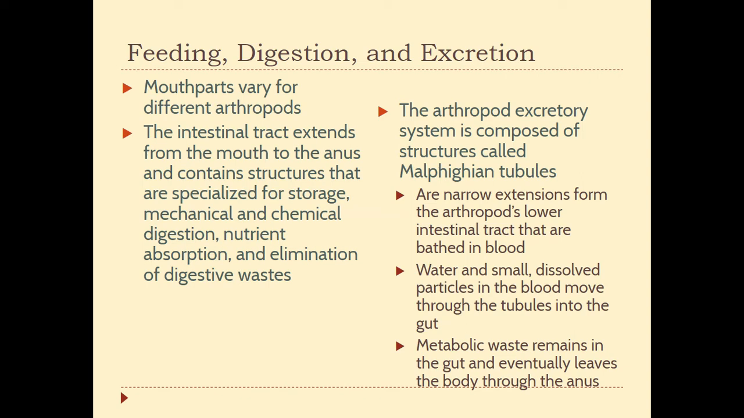Arthropods do have an excretory system. The Malpighian tubes, these are narrow extensions that are on the lower intestinal tract. They will be bathed in blood. The blood will come back, and so it will actually dissolve particles, and they can move through those tubes into the gut. Metabolic waste will remain in the gut and eventually will be removed from the body through the anus.